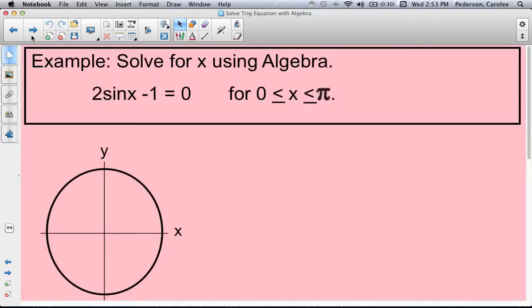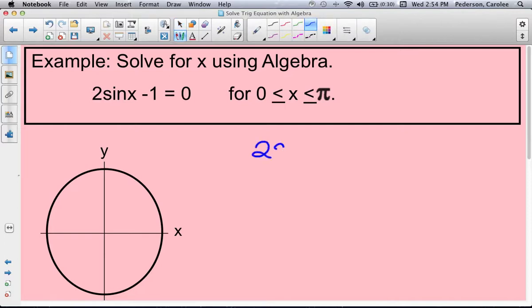What we're going to do now is go ahead and solve this first equation for x using algebra. So we're going to give you an equation, 2 sine of x minus 1 equals 0. And we want the solutions from 0 to pi, so not the entire first revolution around the unit circle. So we want to use algebra, so we're going to do some undoing.